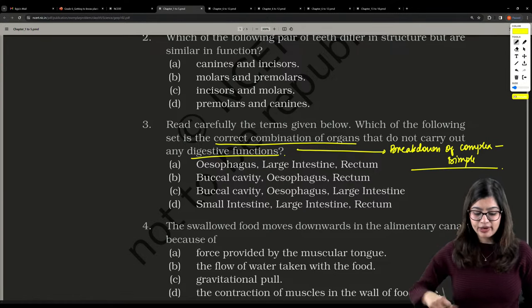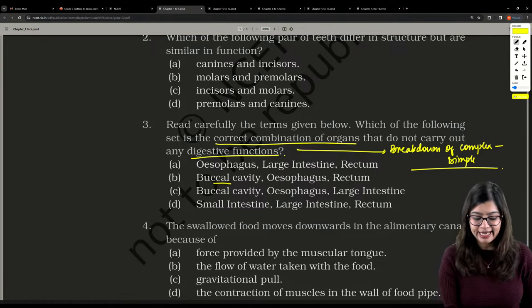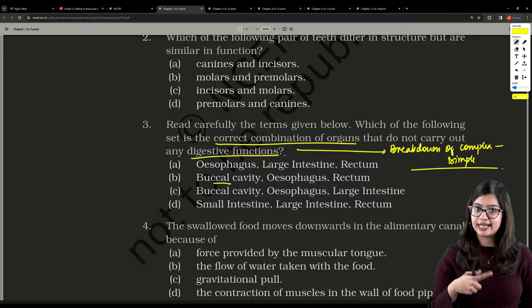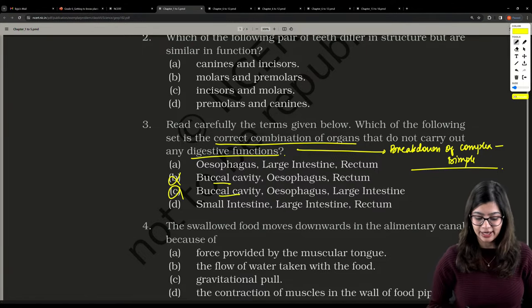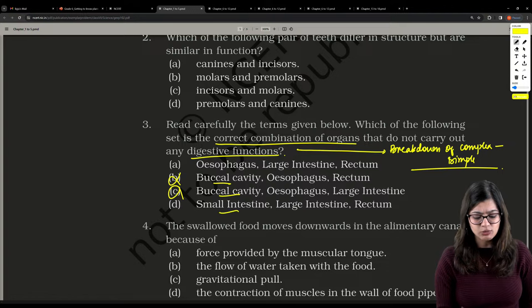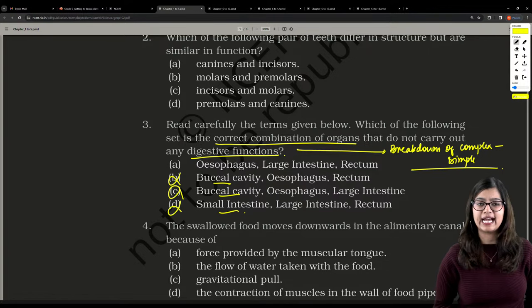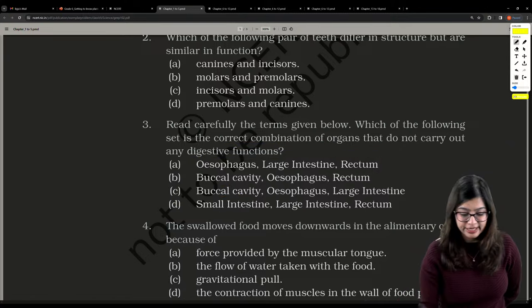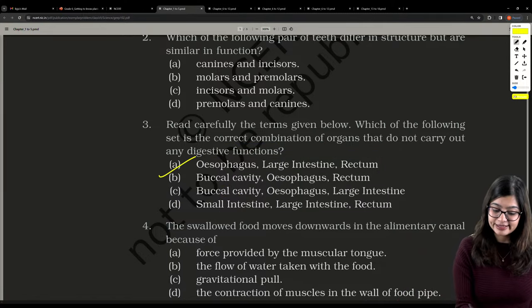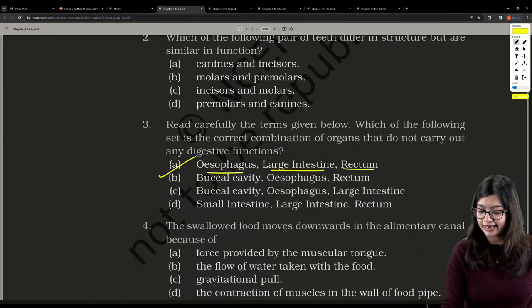Very good. Look at option B. There is buccal cavity, that means mouth. In the mouth, digestion of starch happens. Again, that means option B cannot be the answer, C cannot be the answer. Now you have D, small intestine. Here also you see digestion of substances takes place, which is why what will be the answer? The answer is going to be A, where it is esophagus, large intestine and rectum.